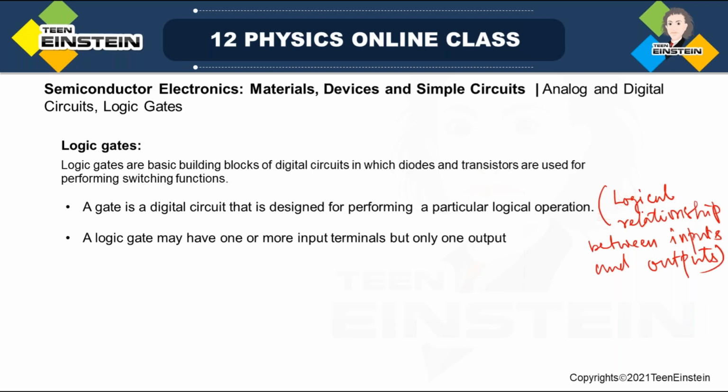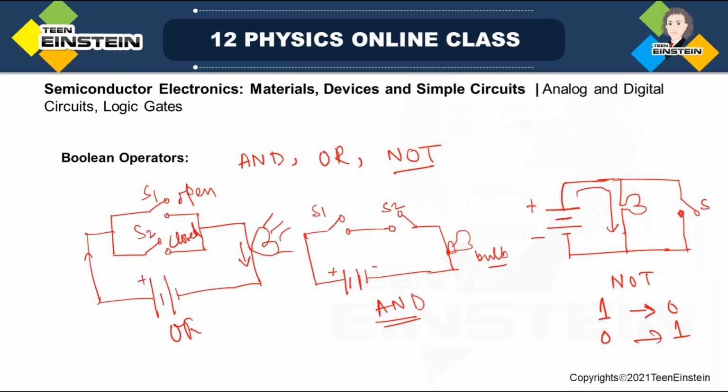Based on this logical relationship, it will produce output. A logic gate may have one or more input terminals. We have seen, in case of OR gate, you can have any number of switches here, right? That's why OR gate can have multiple inputs. These switches are actually equivalent to inputs, and the bulb is glowing, only one bulb is there, so actually the result is 1.